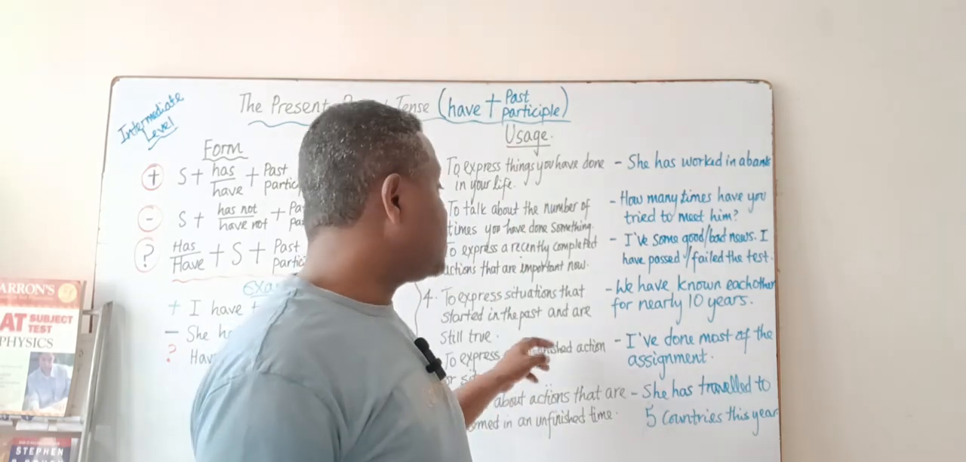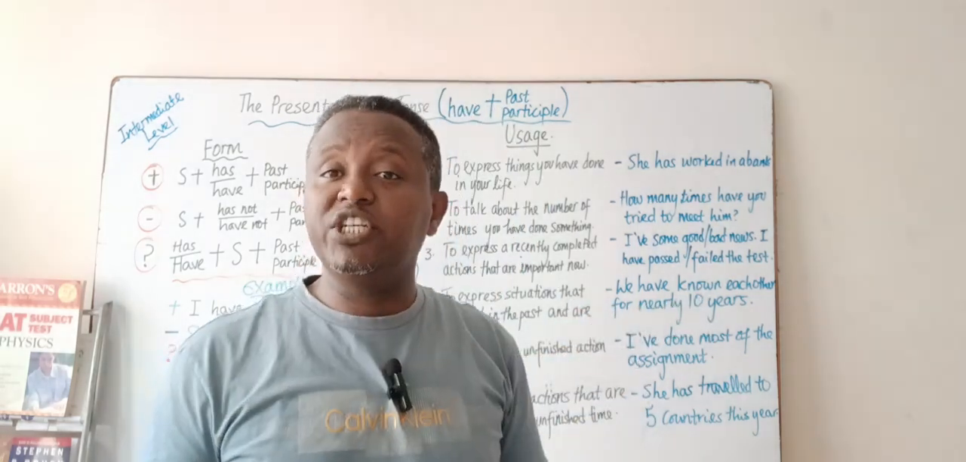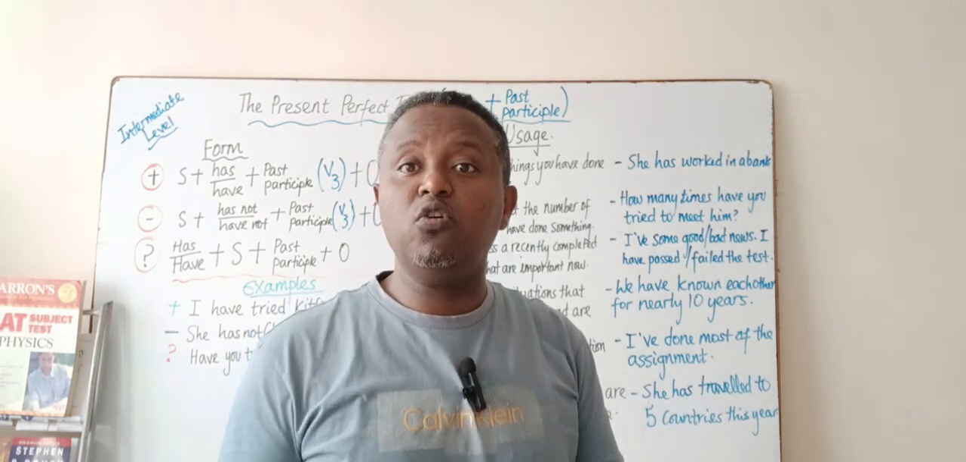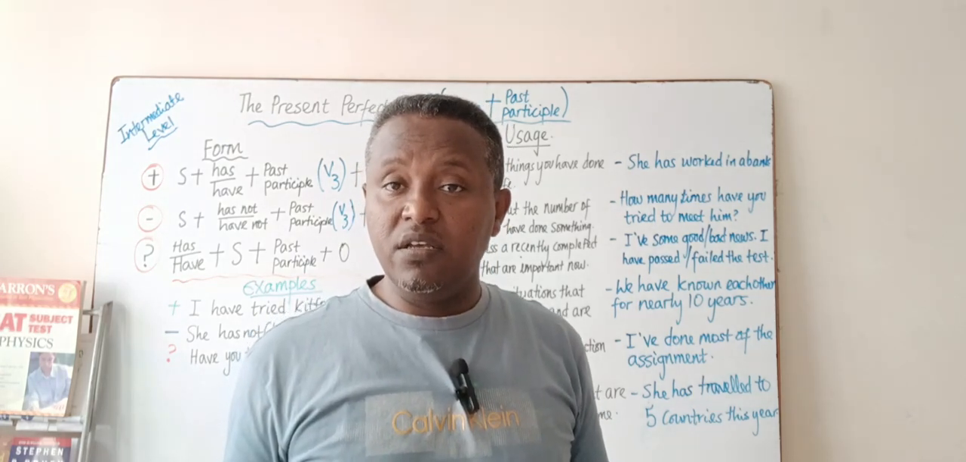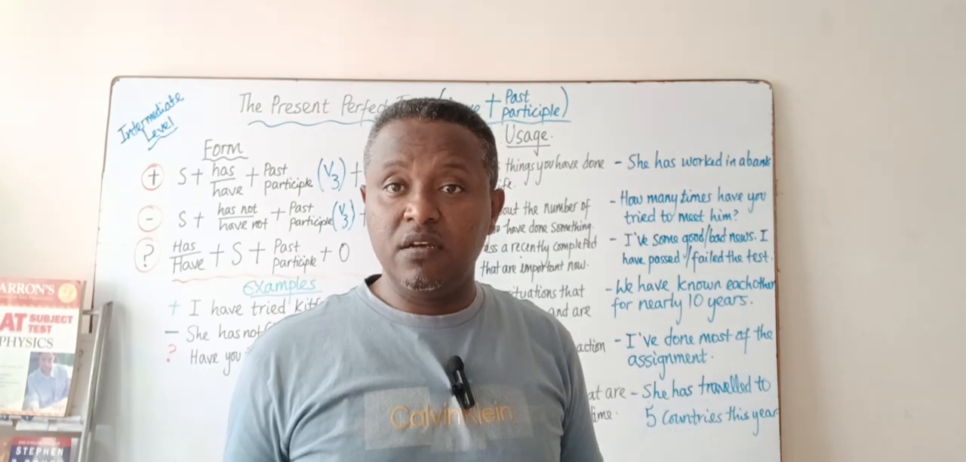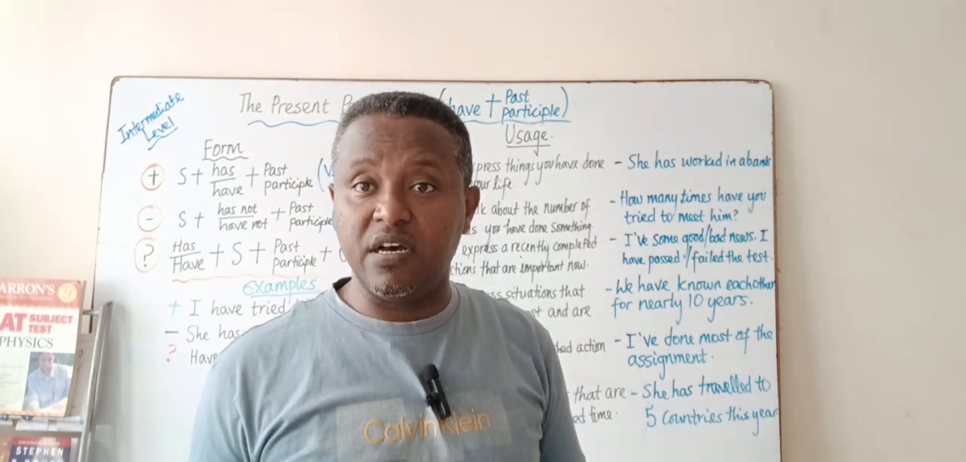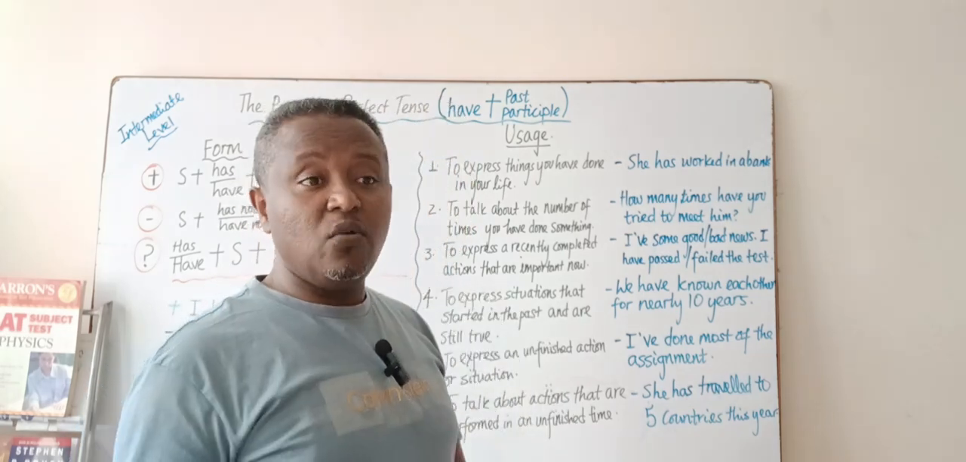For example, we have known each other for nearly 10 years now. How long have you known each other? To your closest friend, you can say, we have known each other for nearly 10 years now. Okay, so that is one function.